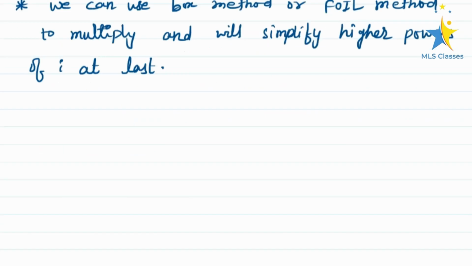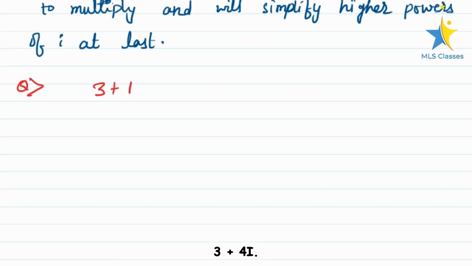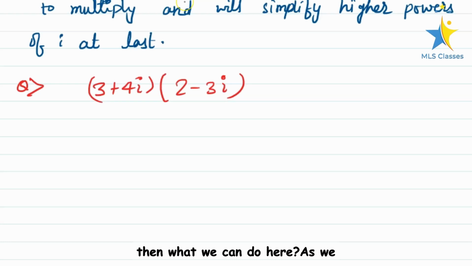For example, suppose we have a question to multiply (3 + 4i) times (2 - 3i). Then what we can do here, as we were doing in polynomials, is multiply here also, as we can treat i as a monomial. So that means basically we are having a polynomial with variable i.